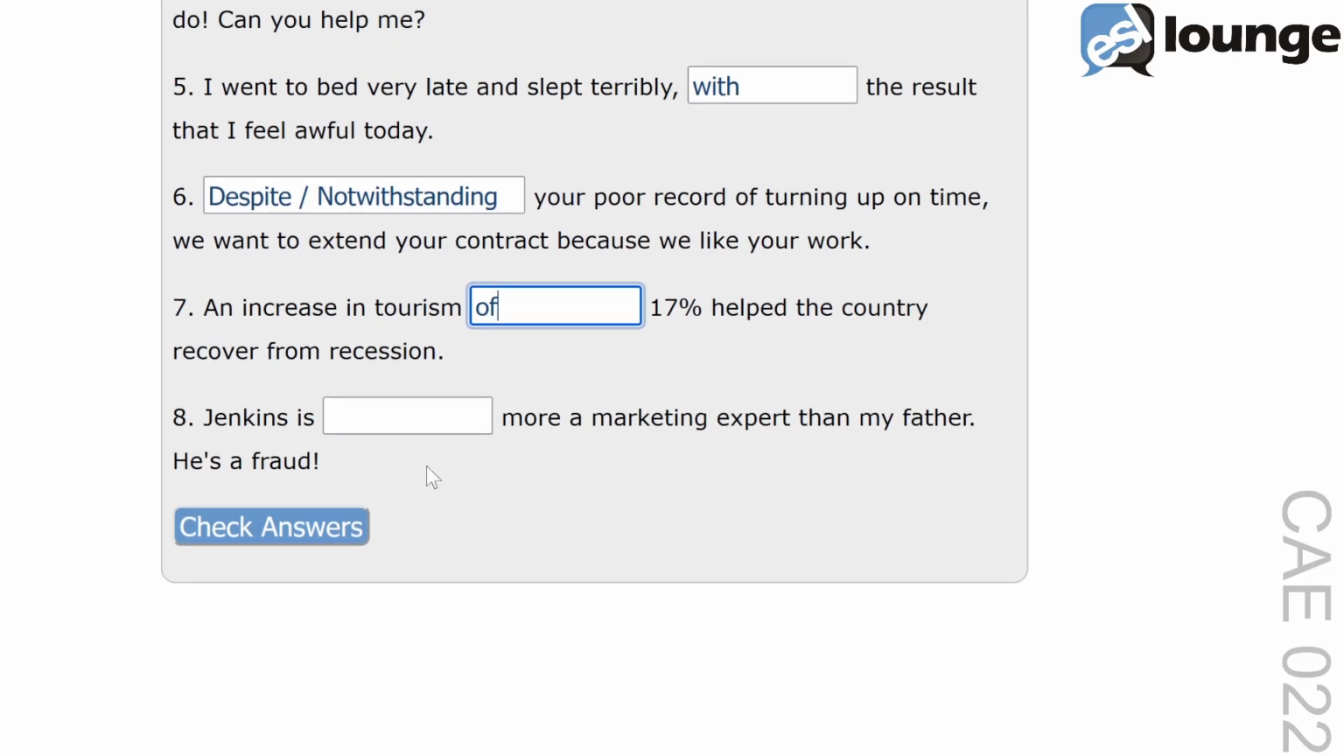And now finally, question 8. Jenkins is blank more a marketing expert than my father. He's a fraud. The correct answer is no. The phrase no more is used to emphasize that something is not true at all. For example, he is no more a doctor than I am. This phrase strongly denies Jenkins' expertise.